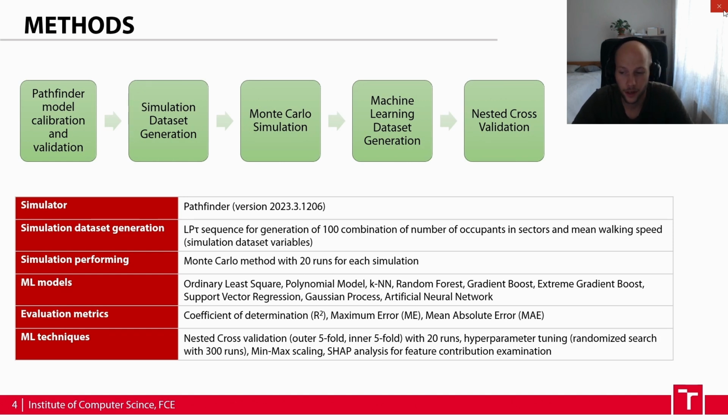9 standard machine learning models used for regression tasks were chosen for comparison with 3 evaluation metrics, R-squared, maximum error, and mean absolute error. So the used machine learning models are ordinary least square, polynomial model, K nearest neighbor model, random forest, gradient boost, extreme gradient boost, support vector regression, Gaussian process, and artificial neural network.